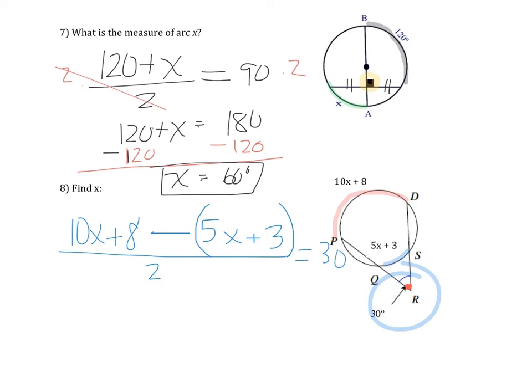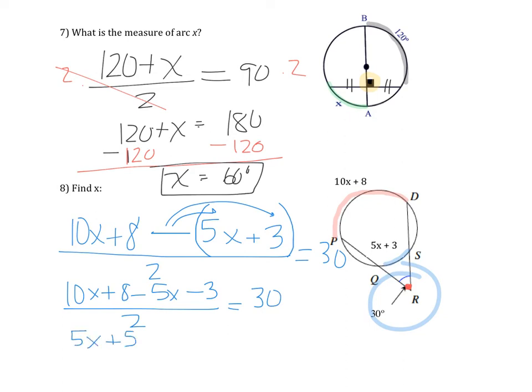And so when we combine like terms on the top, we're going to need to distribute this negative sign through. So we get 10x plus 8, subtract 5x, subtract 3. Combine like terms, 5x plus 5. And then we go ahead and solve for x. And keep solving, keep isolating.